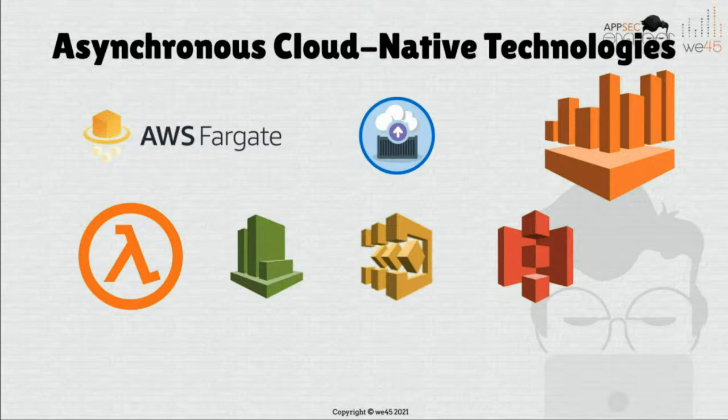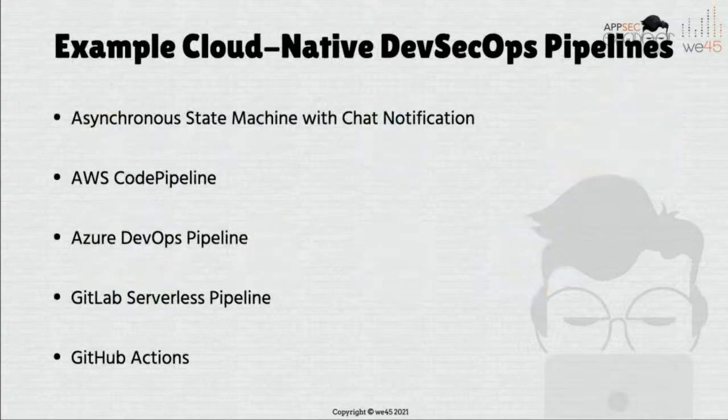Now, again, for longer running jobs, let's say you want to integrate a DAST tool, you can go ahead and leverage something like Fargate, right? So you can containerize OWASP ZAP, which is a really great tool, especially in terms of DevSecOps, because it is extremely automation friendly. So you can go ahead and package it in a container, or you can use the official ZAP image, run it as a Fargate job or as part of your step function, and run a scan against your application itself. Now, an example of a cloud native DevSecOps pipeline is an asynchronous state machine with chat notification, right?